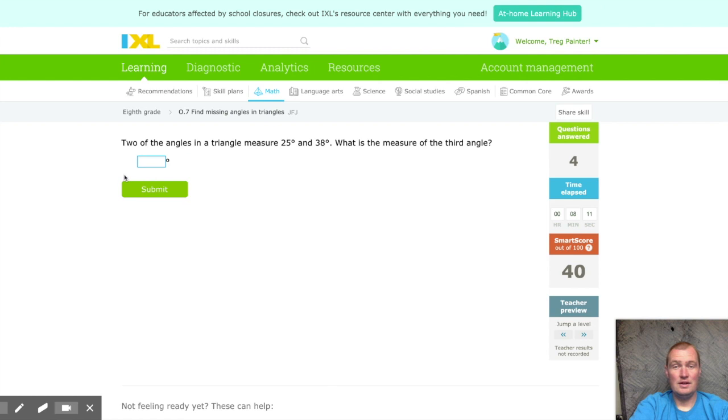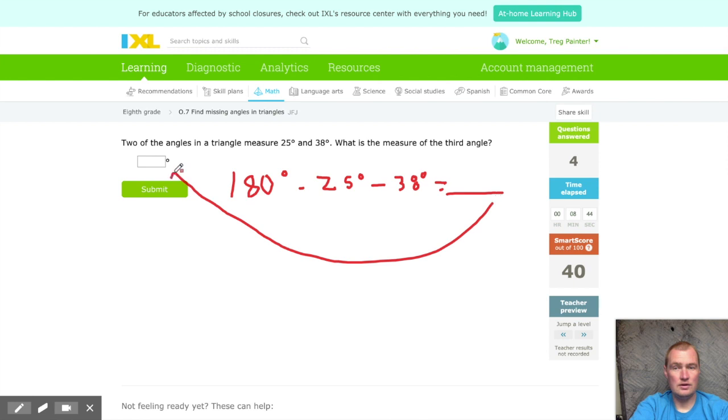All right. Now they're going to take out the picture, but it's the same thing again. Two of the angles of the triangle measure 25 degrees and 38 degrees. What's the measure of the third angle? So same thing. We're going to take 180, and I'll write this one out so we don't lose anybody. 180 degrees minus 25 degrees, minus 38 degrees, equals the answer that you're looking for.